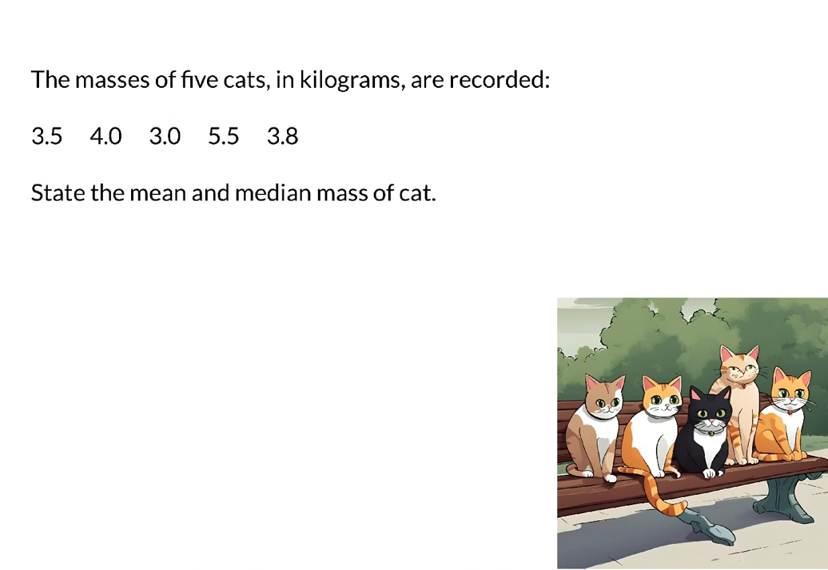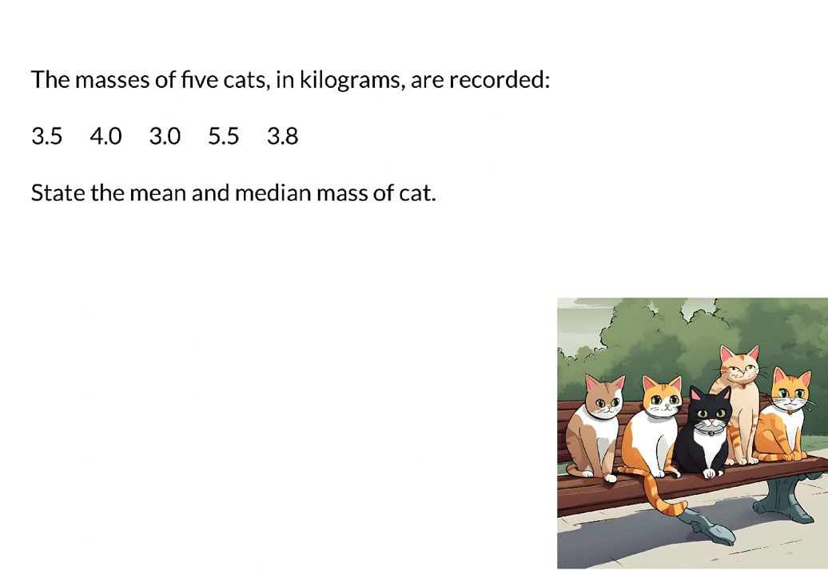So this first question here, we have the masses of 5 cats in kilograms, and they're recorded along here, so 3.5, 4.0, 3.0, 5.5 and 3.8 kilograms. And I ask you to state the mean and the median mass of cat. So we want the averages, the mean average and the median average for the group of cats. So let's do the mean first.